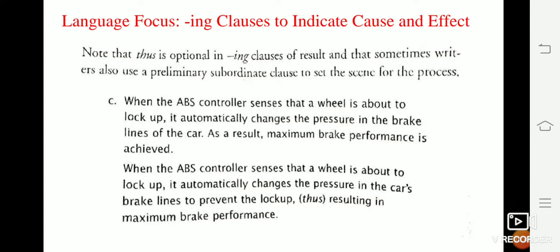Look at here. When the ABS controller senses that a wheel is about to lock up, comma, it automatically changes the pressure in the car's brake lines to prevent the lockup, thus, or no thus, resulting in maximum brake performance. So comma, thus or no thus, resulting in, verb-ing. This is the ing clause that indicates the effect. Okay, so please pay attention to the structures. It actually helps you to write better with different structures.